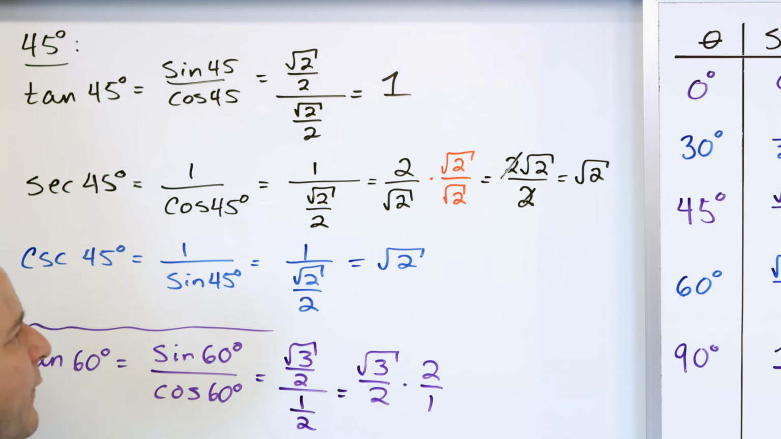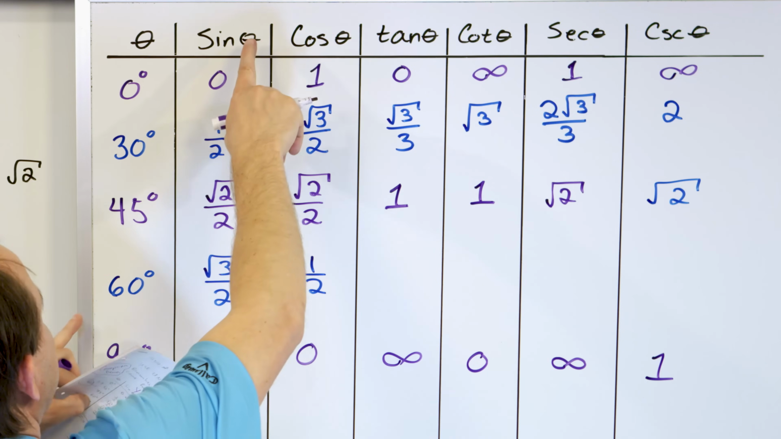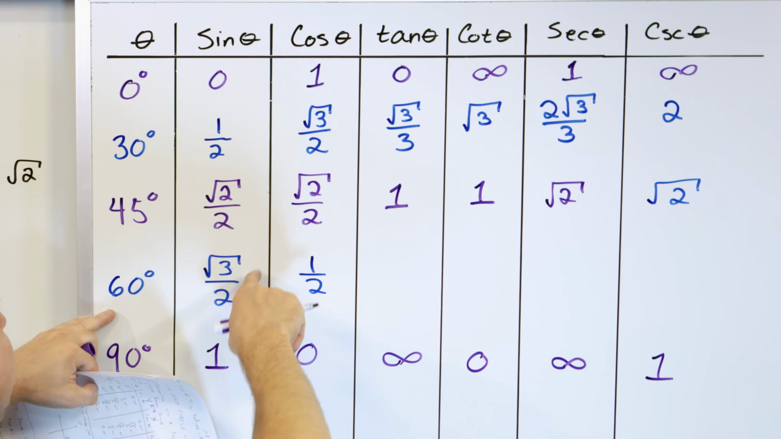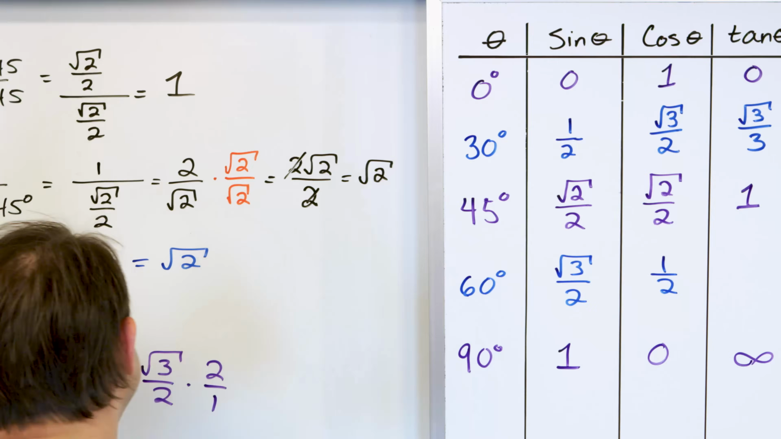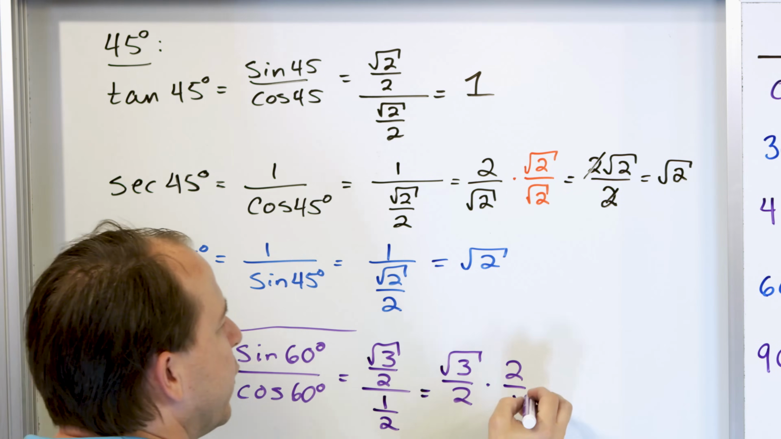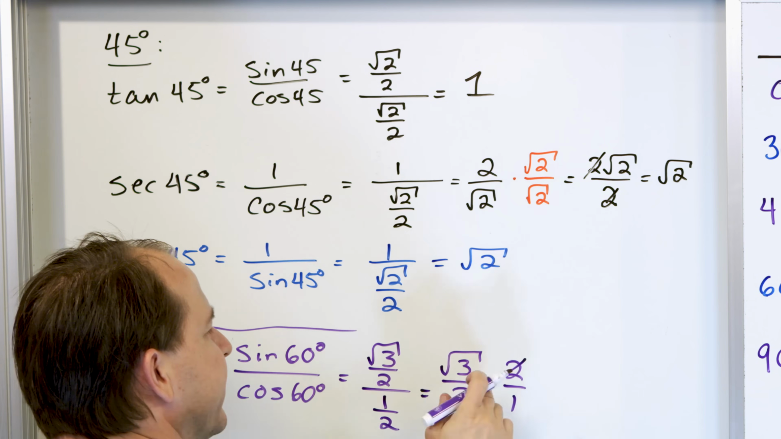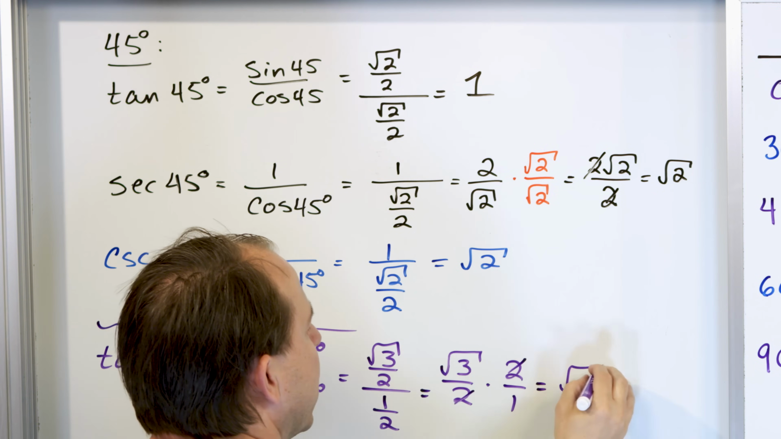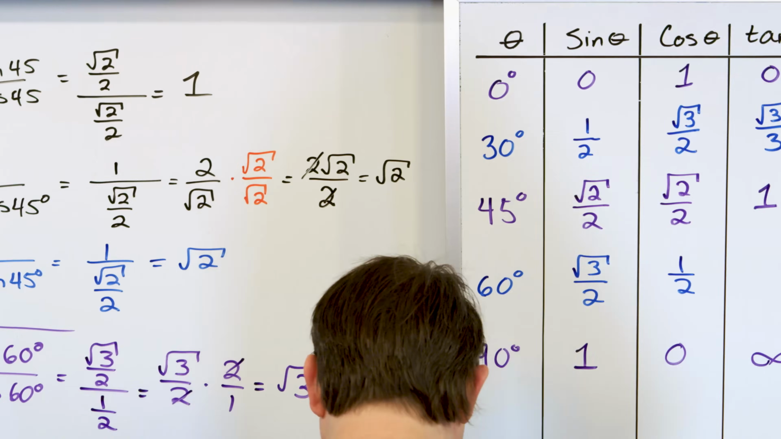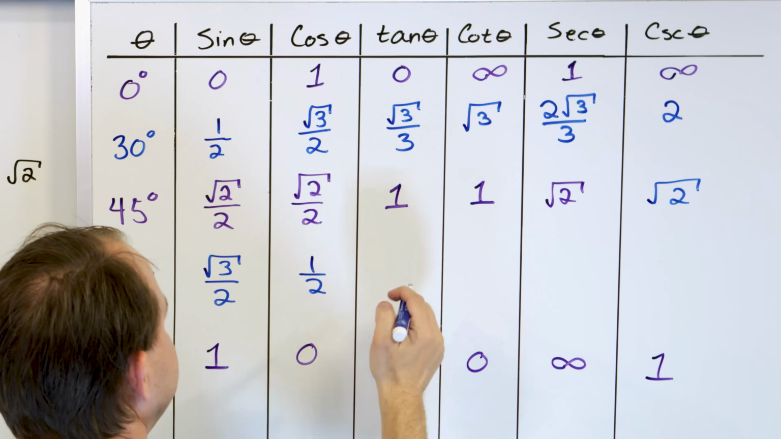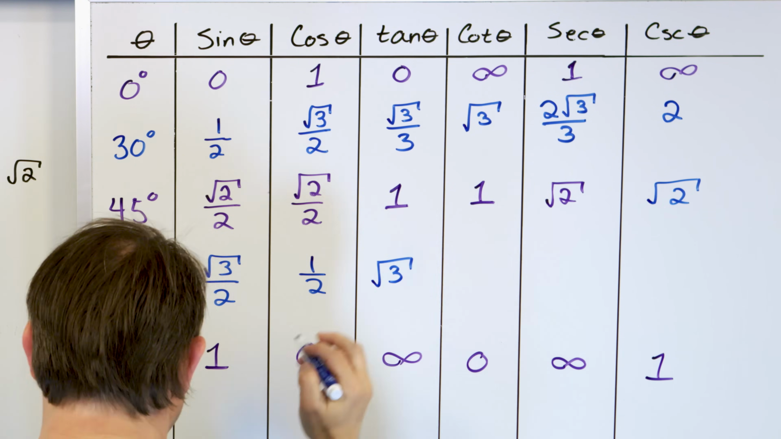Flip and multiply. By the way, before we go any farther, the sine of 60 degrees was square root of 3 over 2. The cosine of 60 degrees was 1/2, so it's this divided by this. So what are you going to get? After the cancellation of the 2's, you get square root of 3. So the tangent of 60 degrees is the square root of 3. Just a big fat square root of 3.